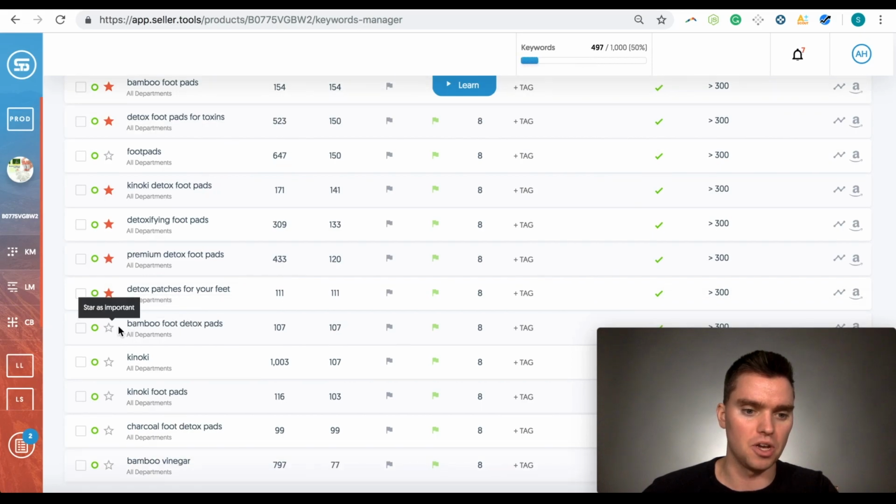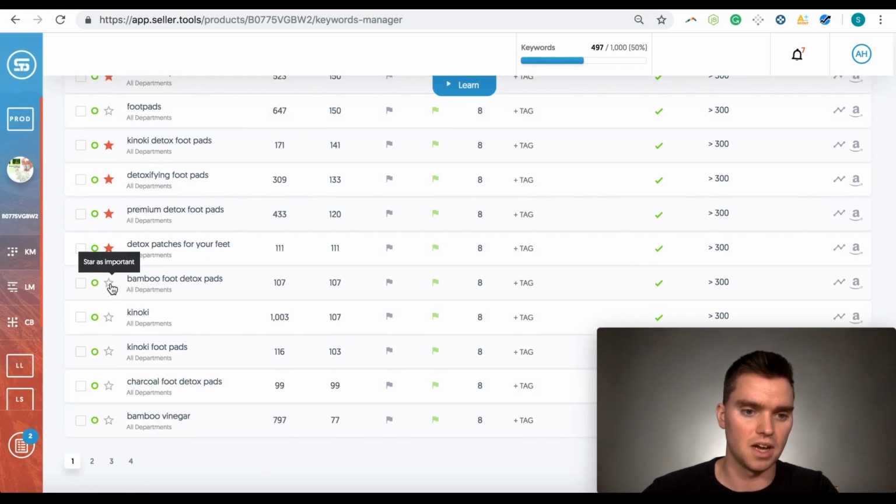Okay, I think we got a pretty good list. I'll just finish the bamboo detox. Kinyoki, you would search on Amazon, but it looks like it's showing up a lot, so let's just assume that it is. Foot pads, charcoal foot pad. Okay, there we go.